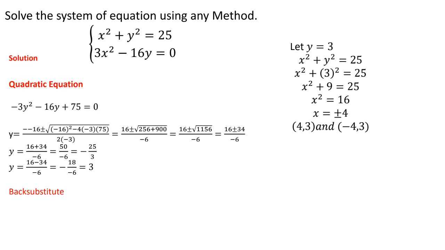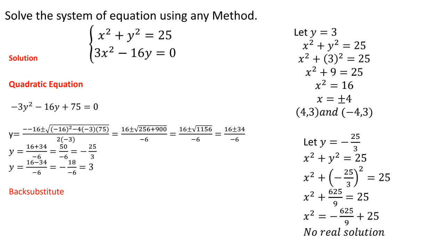If I plug it in here, I'm going to get x squared plus 3 squared equals 25. And then 3 squared is 9. Subtract the 9, so we get 4, plus or minus 4. So when y is equal to 3, we're actually getting two x's, a positive 4 and a negative 4. So just from this one equation, we're ending up with (4, 3) and (negative 4, 3).